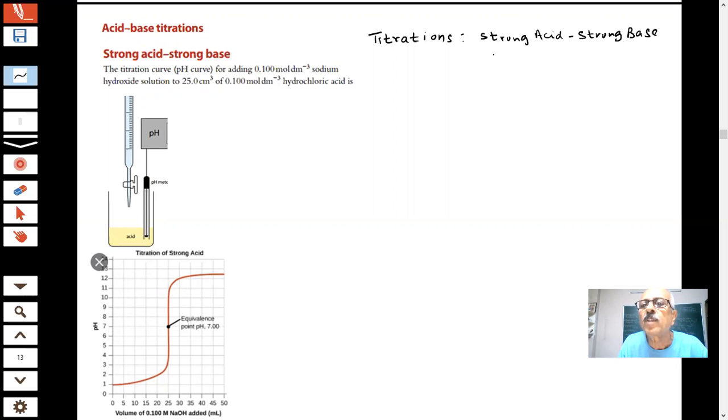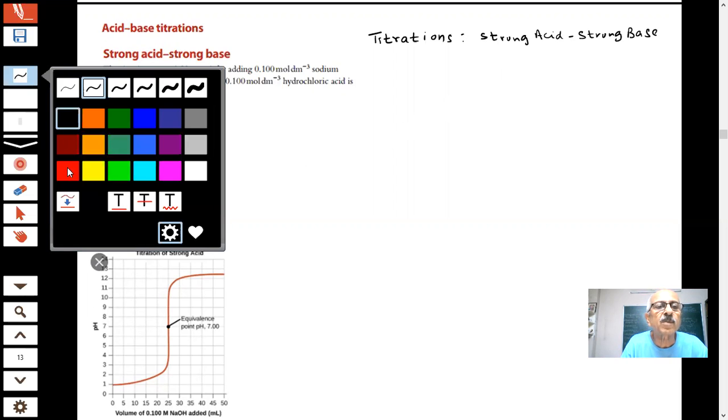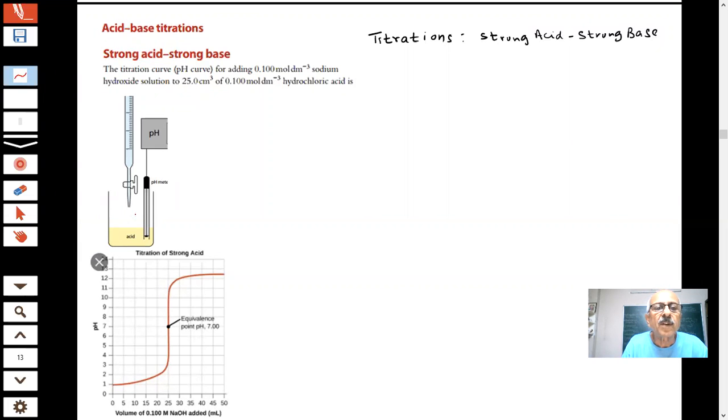Here, I will just give a small revision of what we have done. In this beaker, we have taken a strong acid. HCl is a strong acid. How much have you taken? 25 milliliter of 0.1 mole per decimeter cube of HCl.